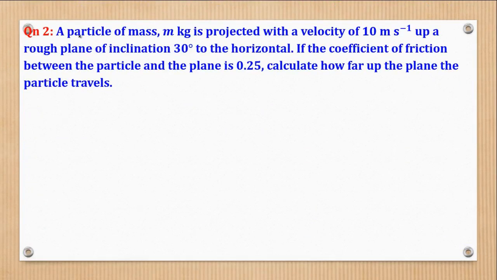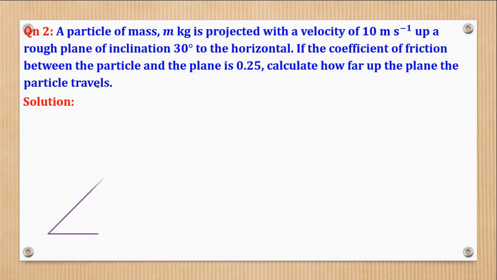Question 2 says, a particle of mass m kilogram is projected with a velocity of this up a rough plane of inclination 30 degrees to the horizontal. If the coefficient of friction between the particle and the plane is 0.25, calculate how far up the plane the particle travels.